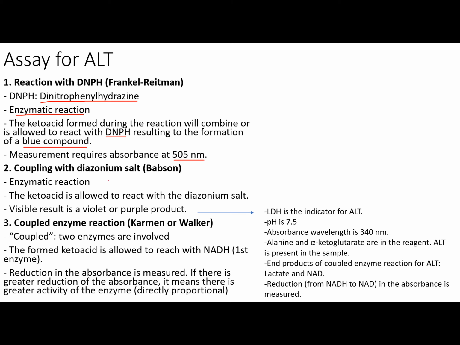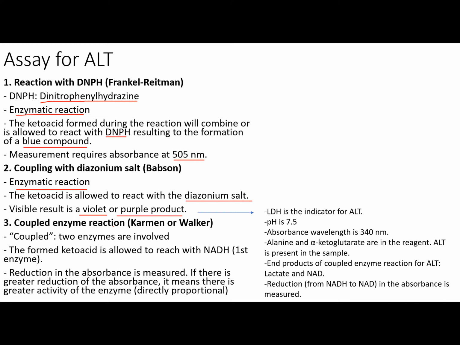Then another test is the coupling with diazonium salt. This is known as the Babson reaction or the Babson test. This is an enzymatic reaction. Keto acid is allowed to react with diazonium salt. The visible result is a violet or purple product.